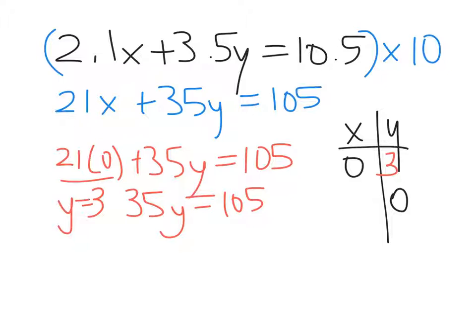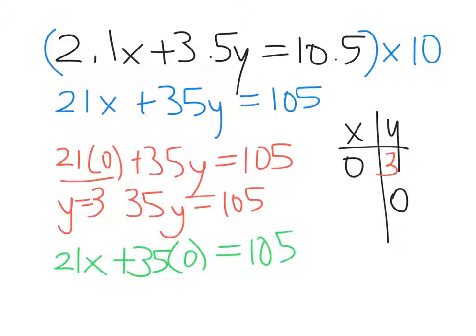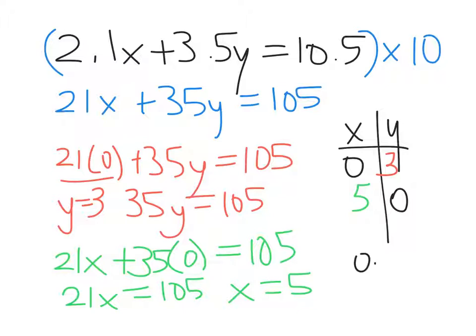The next one is when y is 0. So it's going to be 21x plus 35 times 0. Remember, you can get rid of that term if you want. So it's going to be 21x is equal to 105. Divide both sides by 21, you get x is equal to 5. So the 2 points I'm going to look at here are, the first one is going to be 0, 3. Second one is going to be 5, 0. And I'm going to show you how that graphs on the next page.